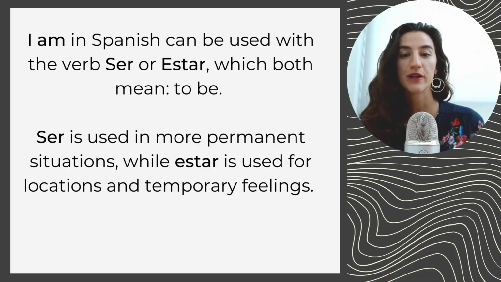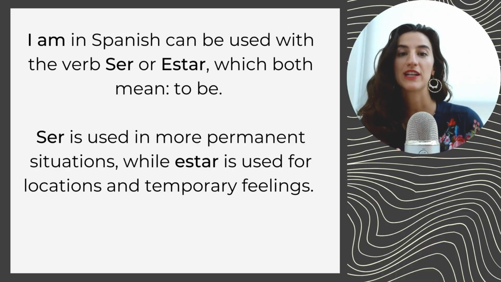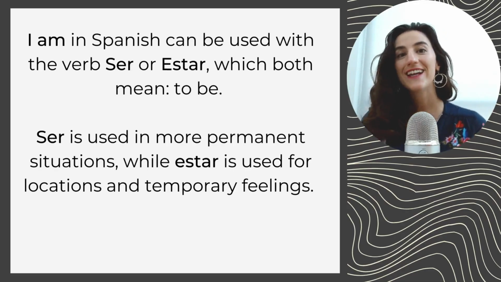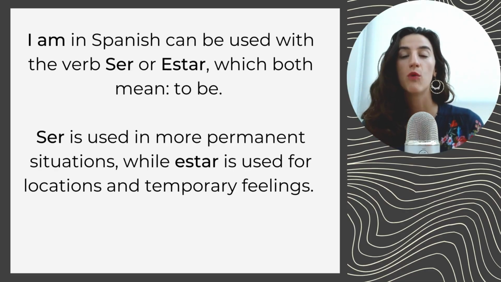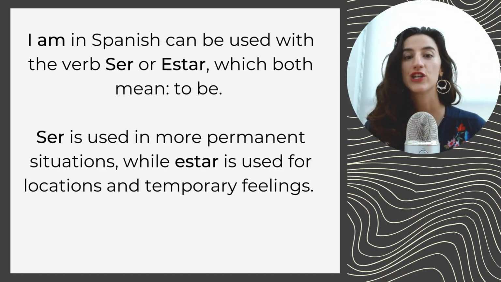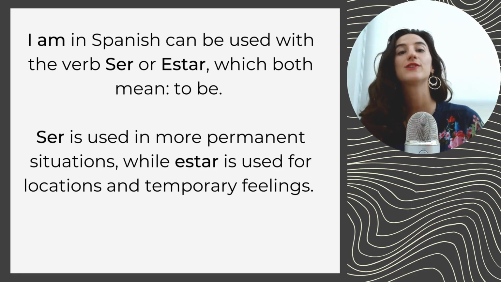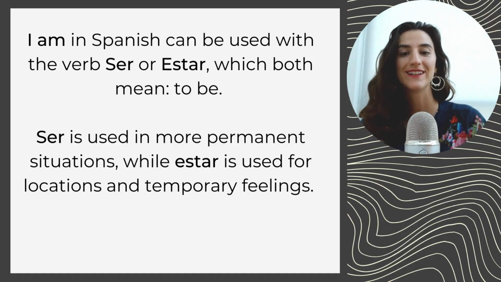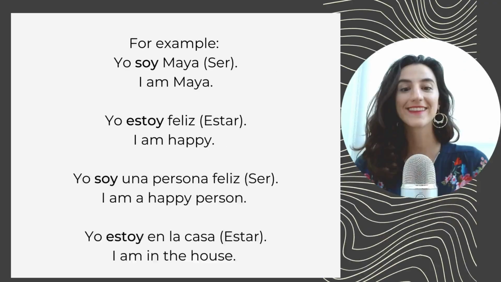So, as I previously said, I am in Spanish can be used with the verb ser or estar. They both mean to be. Ser is kind of different because it's used in more permanent situations, while estar is used for locations and temporary feelings. So those are the main differences between them, but they both mean to be. Let's look at some examples.